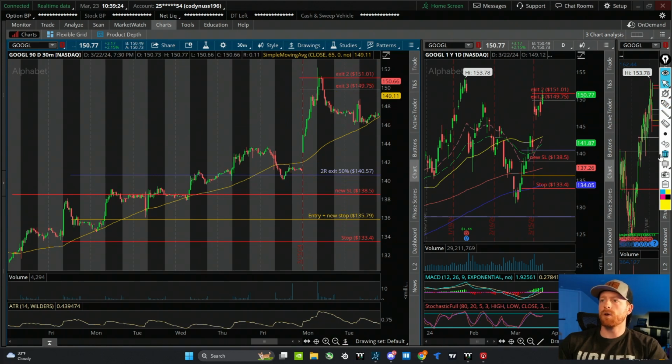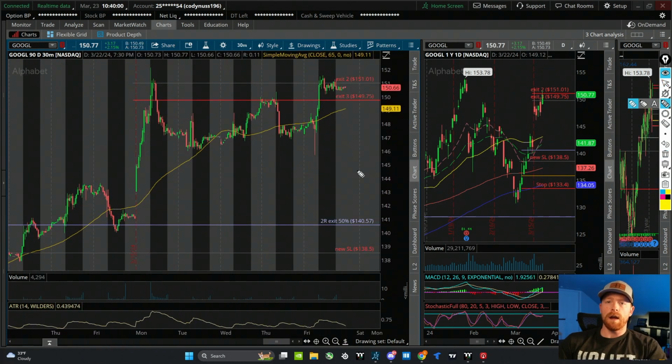Now if we keep scrolling and look at the chart here, now could I have left my stop down here and keep riding these higher highs and higher lows? Absolutely, but after a 5% move like this, I'm looking to just take my profits. I'm already way above my 2R. It was an excellent trade.